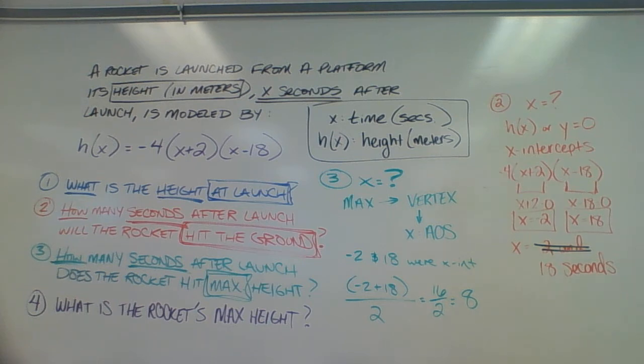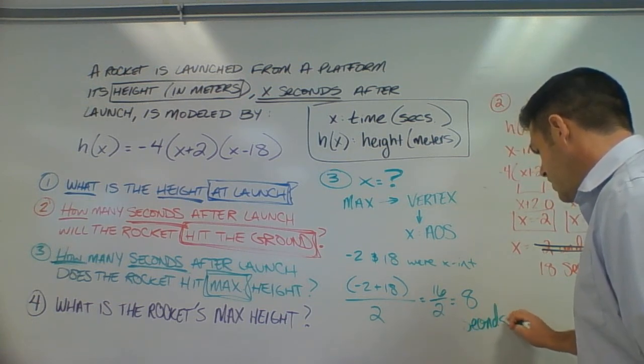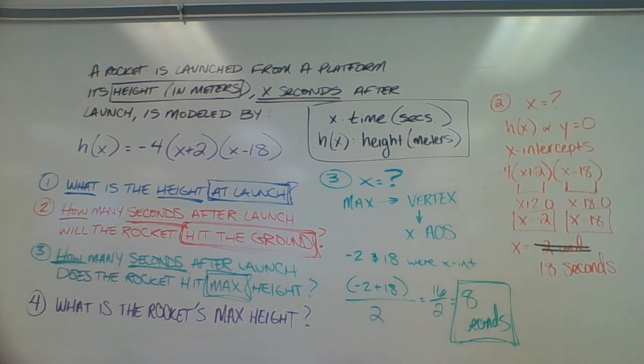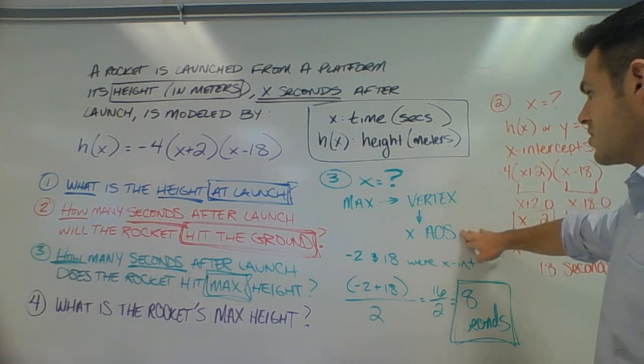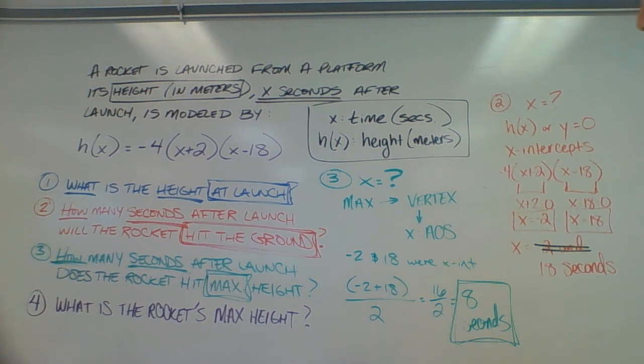So in the question, how many seconds after launch does the rocket hit maximum height? It would take us 8 seconds to get to the maximum height. Again, we understood that the question was asking for a time amount. It said the word maximum in the problem, so I have to go to the vertex. Since it wanted the x value of the vertex, we know that's the axis of symmetry. And we're able to use our formula to find the midpoint between our 2 intercepts to get the maximum location for the x value.